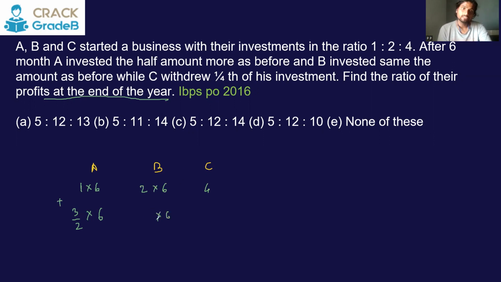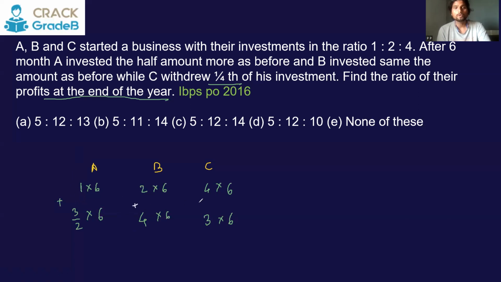So now for the next 6 months, his investment will be 4. 2 more rupees he invested. While if C invested 4 rupees for 6 months, for the next 6 months, he removed 1/4 of his investment. So 1/4 of 4 he removed. That means 1 rupee he removed. There are only 3 rupees now in C's investment.